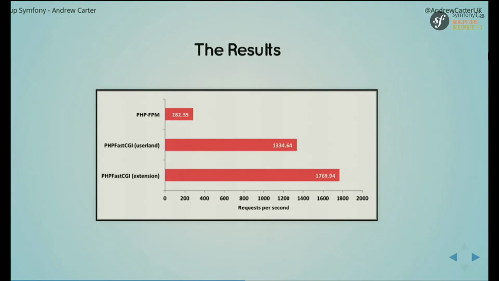The results before I did that, I was getting about 283 requests per second with PHP-FPM. With the FastCGI program written in PHP, I got about 1,300, and with it written with the FastCGI extension, which is the same API, just a different backend, I got 1,770 requests a second. So it's a performance speed up that you simply cannot achieve generally through other means.